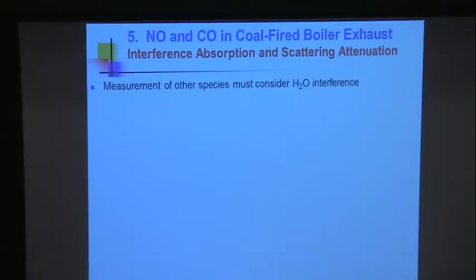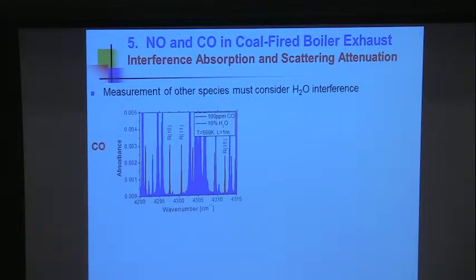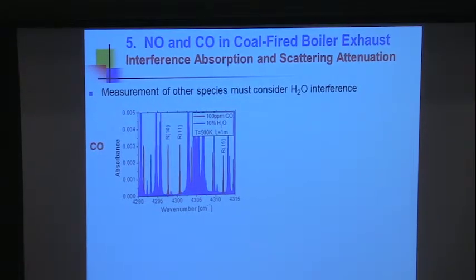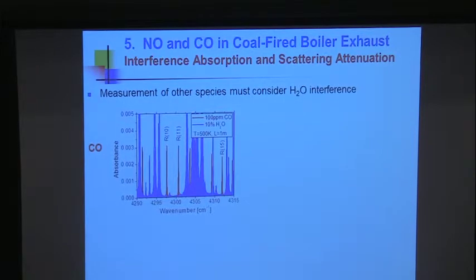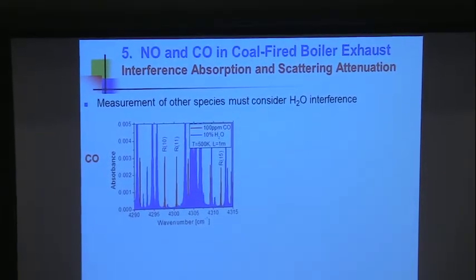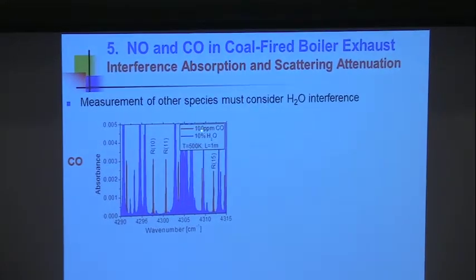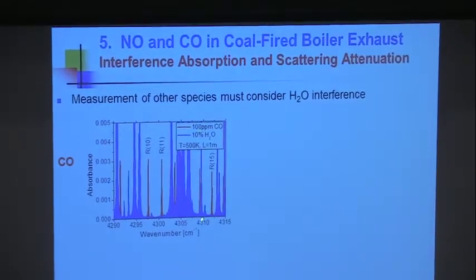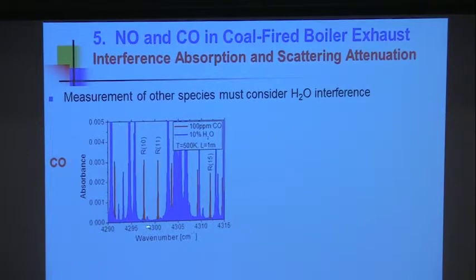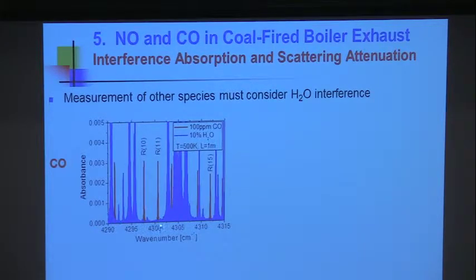We have to always be aware of the interference from water. So we wanted to measure CO. At this point in time, we were using the first overtone at 2.4 microns. That was all the lasers that we had available. We couldn't get 4 micron lasers yet. And the red corresponds to the spectrum you would see in this wave number interval. This is at 2.5 microns or so.